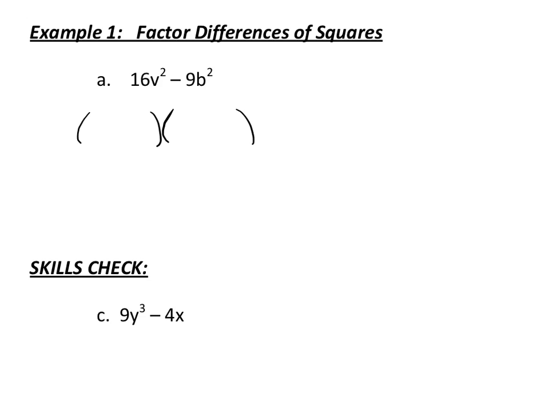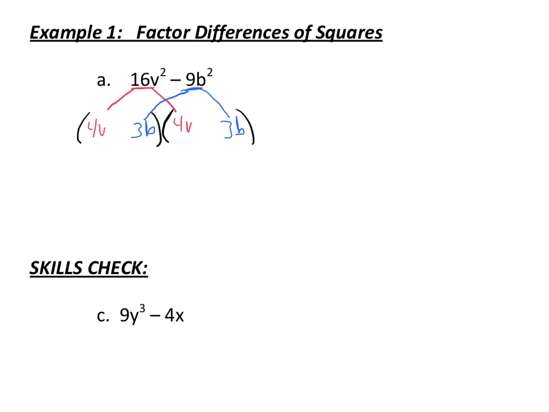if you remember, first times first has to be equal to that. So I'm going to take the root of 16b squared. The root of 16b squared is 4b. And I write that in the first position. If I multiply those together, first times first is 16b squared. And then I look at my second piece, and that's a result of the last terms being multiplied. The root of 9 is 3, and the root of b squared is b.